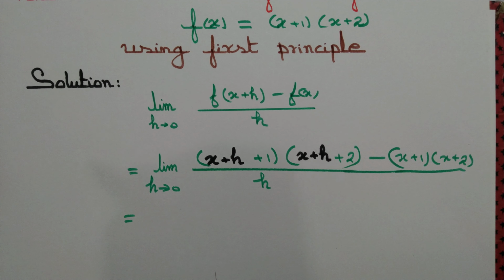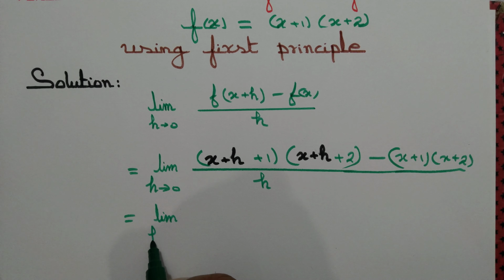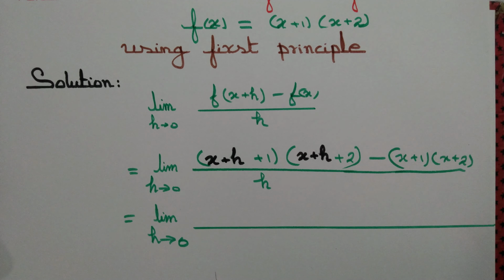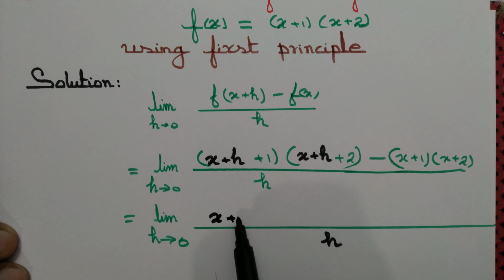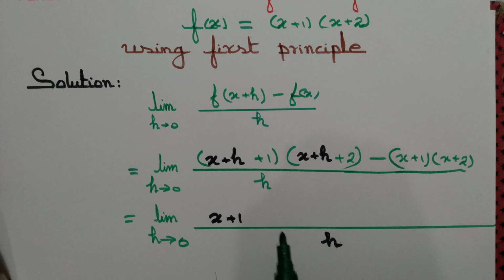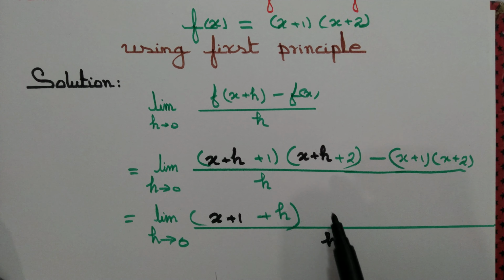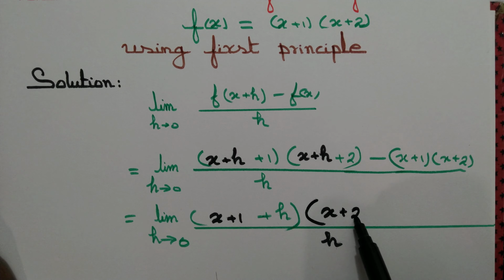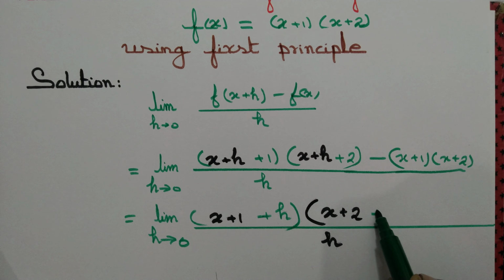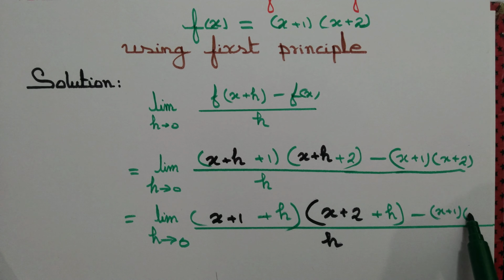We simply apply the distributive law. Limit h tends to 0, we write as it is. Divided by h, copied. Let's write this as (x plus 1 plus h), once again x plus 1 plus h, and then this one is (x plus 2 plus h), minus (x plus 1)(x plus 2) copied.